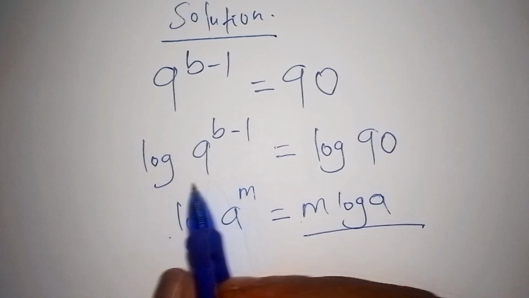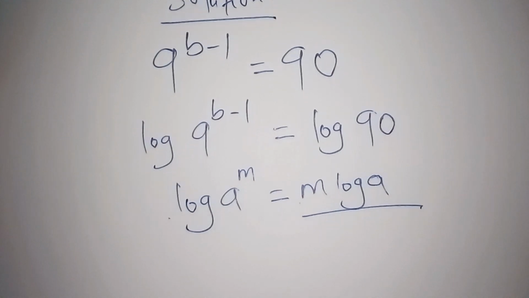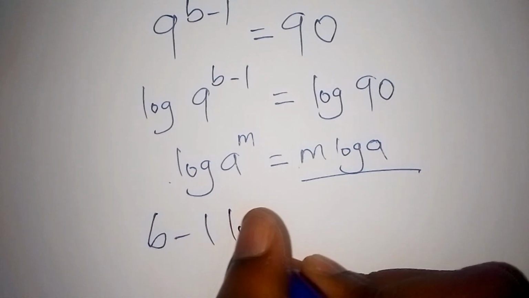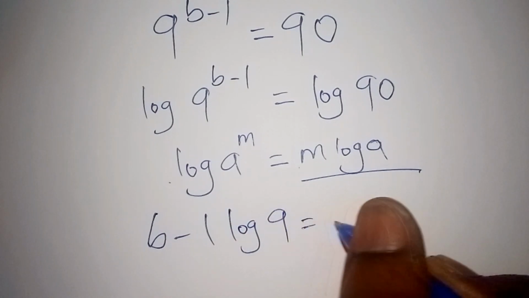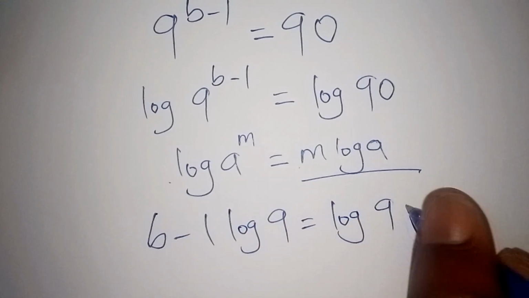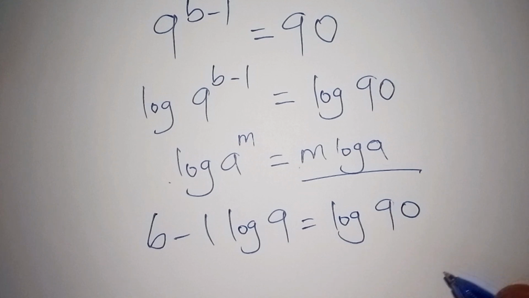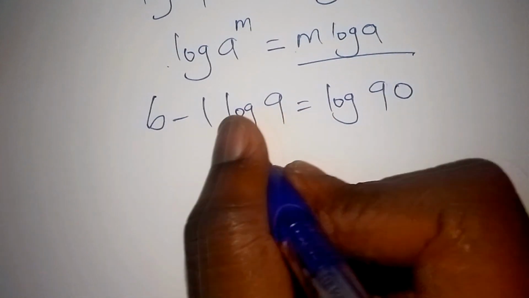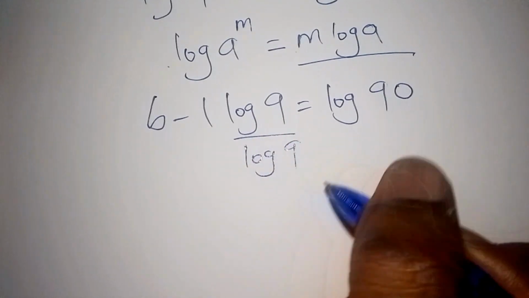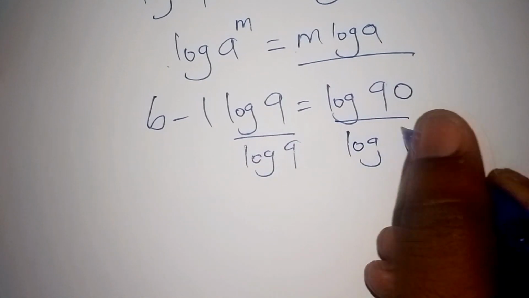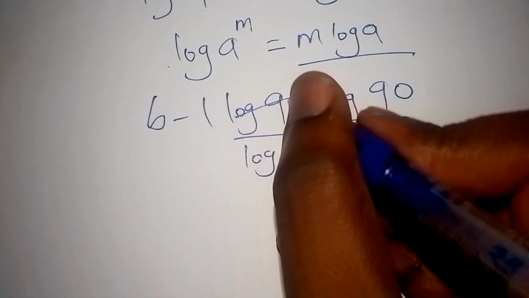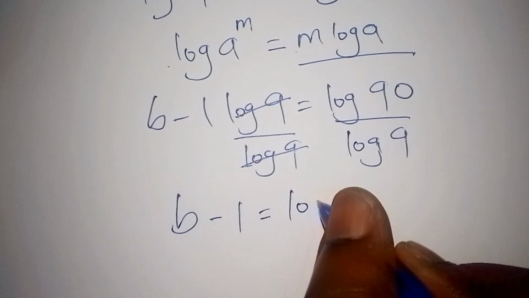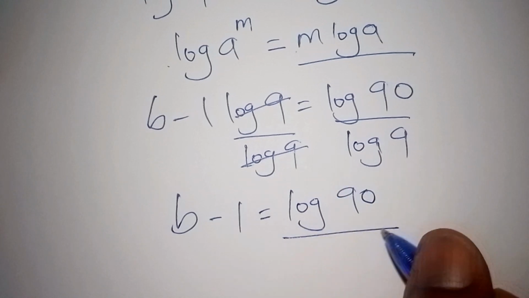Meaning that you can rewrite 9 to the power of b minus 1 as b minus 1 log 9 is equal to the log of 90. Now we divide both sides by the log of 9 so that we remain with b minus 1. Here we divide by the log of 9, and here also divide by the log of 9. The log of 9 and the log of 9 cancel each other. So now b minus 1 is equal to the log of 90 all over the log of 9.